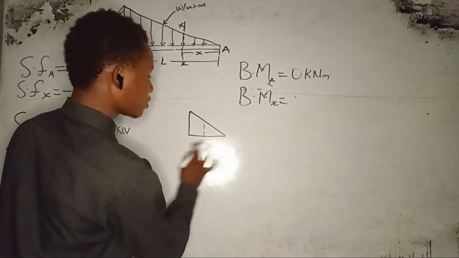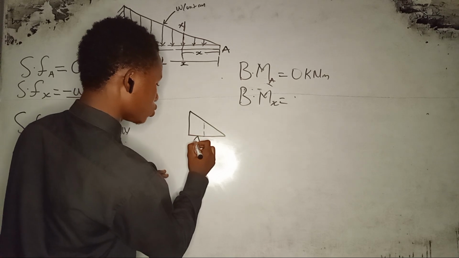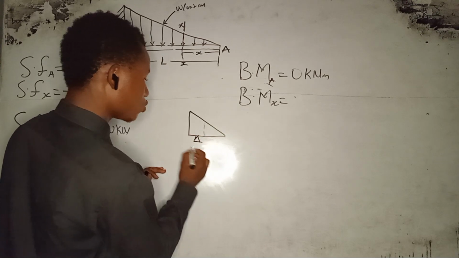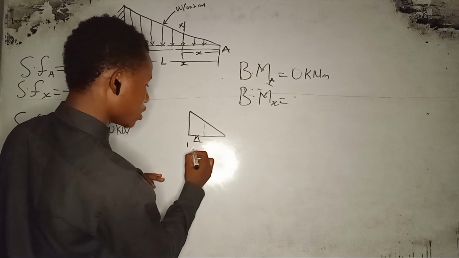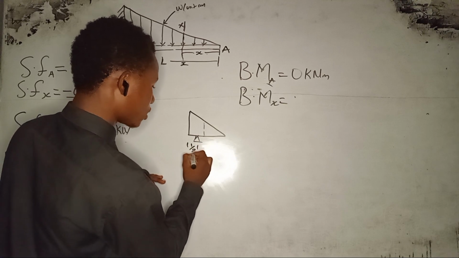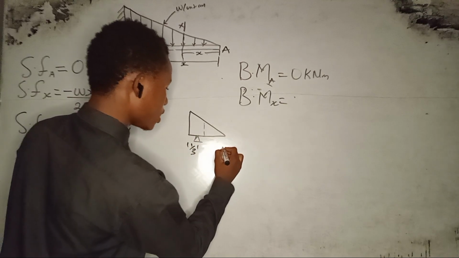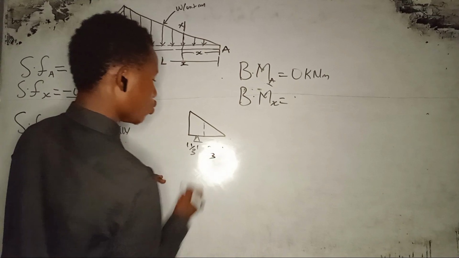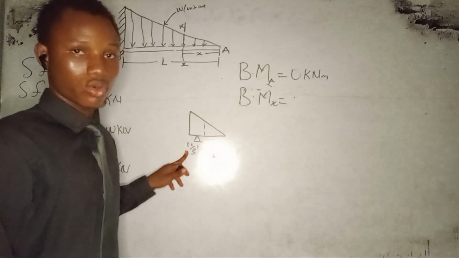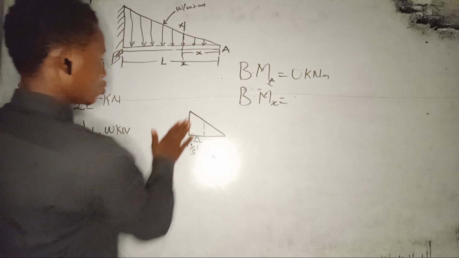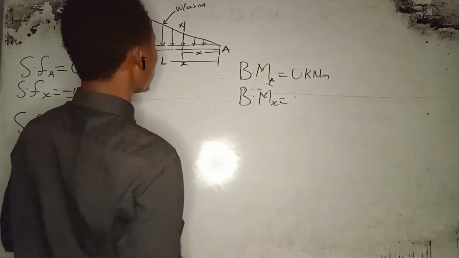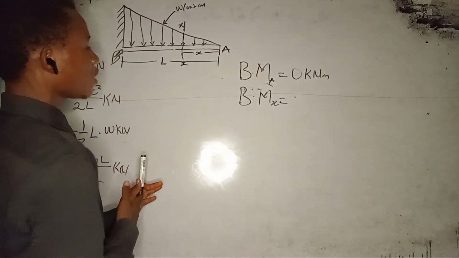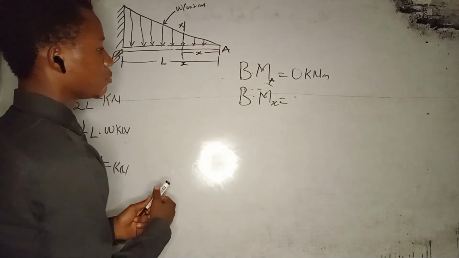So I have to balance it at 1/3 of the triangle, where the distance between here and here is 1/3, and the distance between here and here is 2/3. That is where the centroid of a triangle is located. So now we are asked to find the bending moment at x.